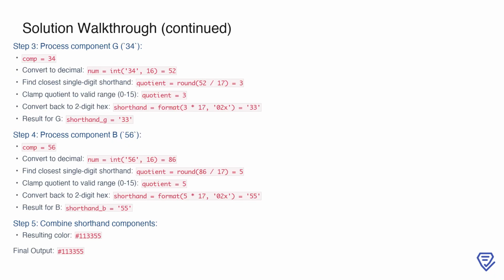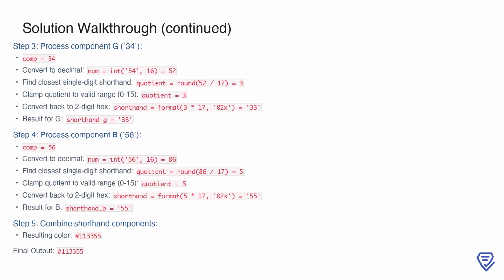Next, we process the green component 34. Converting it to decimal gives 52. Dividing 52 by 17 and rounding results in 3, which is within the valid range. Multiplying 3 by 17 and converting it back to hexadecimal gives 33, the shorthand representation for green. For the blue component 56, converting it to decimal gives 86. Dividing 86 by 17 and rounding gives 5, which is within the valid range. Multiplying 5 by 17 and converting it back to hexadecimal gives 55, the shorthand representation for blue.